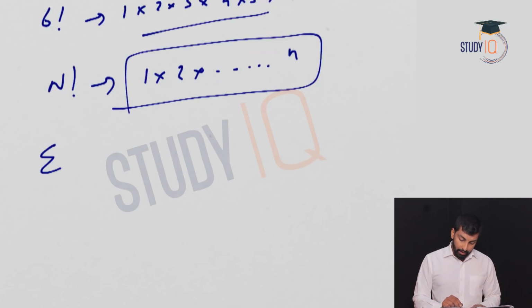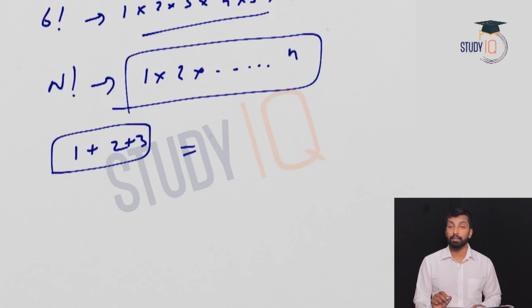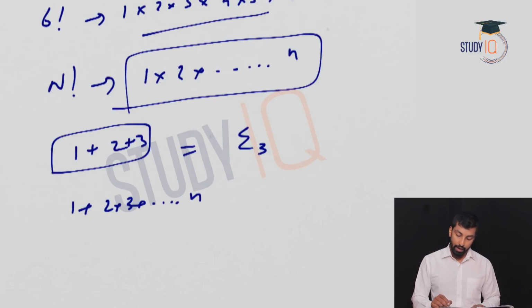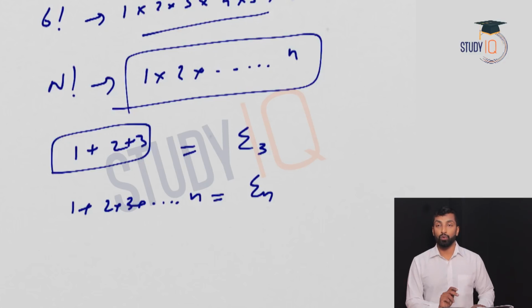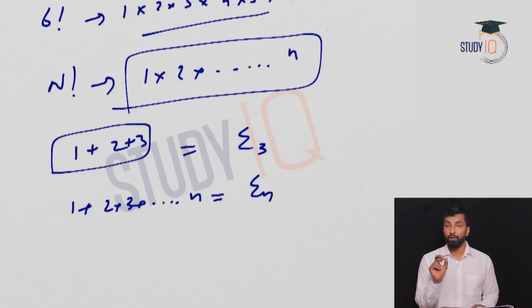So what about instead of product, if I take 1 plus 2 plus 3, then what is this? This is the sum of the first 3 natural numbers, right? We call it sigma 3. If it is 1 plus 2 plus 3 plus and so on up to n, we call it sigma n. So what is factorial? The product of the first n consecutive natural numbers. What is sigma n? The sum of the first n consecutive natural numbers.